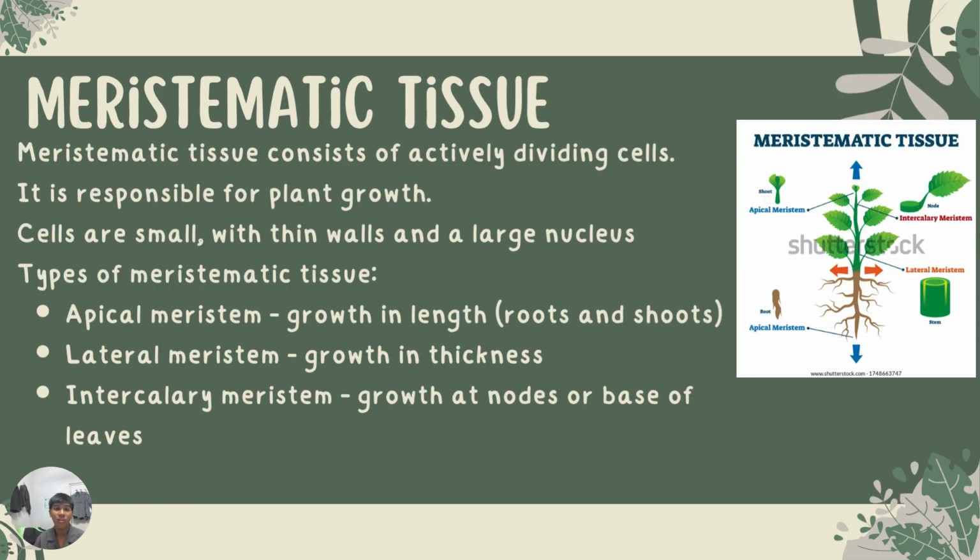Meristematic tissues consist of actively dividing cells. It is essential for plant growth. Cells are small, with dense walls and a large nucleus. Types of meristematic tissue. We have three types of meristematic tissue. The first one is apical meristem, which grows in length in roots and shoots. The second one is lateral meristem, which grows in thickness, and the third one is intercalary meristem, which grows at nodes or the base of leaves.